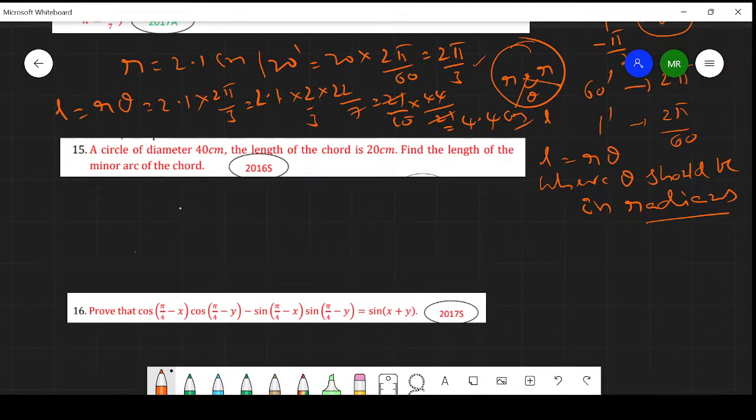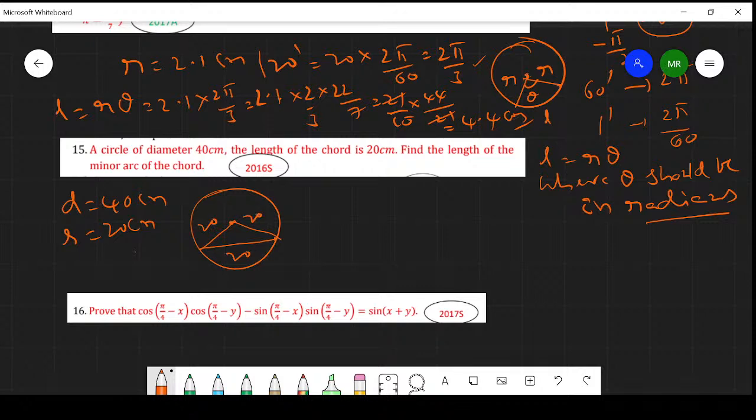Now you can see here, circle of diameter 40 centimeters. From this the radius will be 20 centimeters. Correct? The length of the chord is 20 centimeters. They are asking the length of the minor arc of the chord. So if we draw this circle, I can say this is the chord. They are given this is 20, because the radius is given. You can join like this. This is 20, this also 20, this also 20. The triangle is equilateral triangle. Am I right?